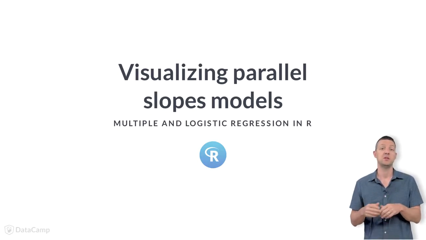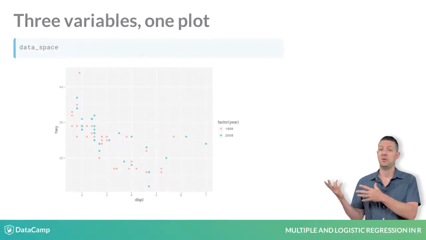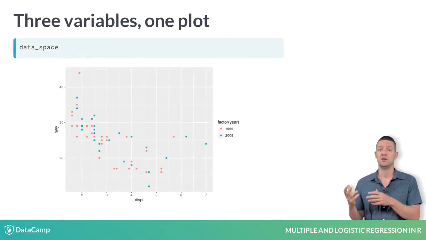In this video, you'll learn more about visualizing parallel slopes models. In this scatterplot, we use color to differentiate the cars from 2008 from those from 1999. Do you notice anything about the green points relative to the red points? In this manner, we have depicted three variables, two numeric and one categorical, on the same scatterplot. Thus, this plot will enable us to visualize our parallel slopes model in the data space.